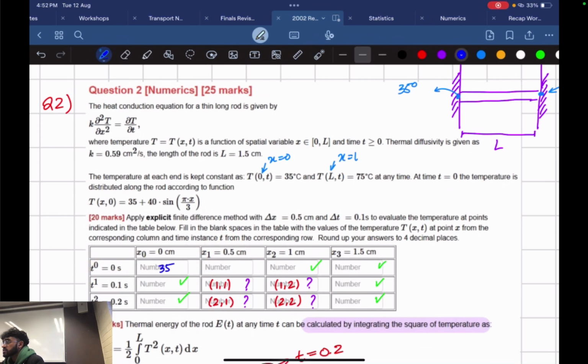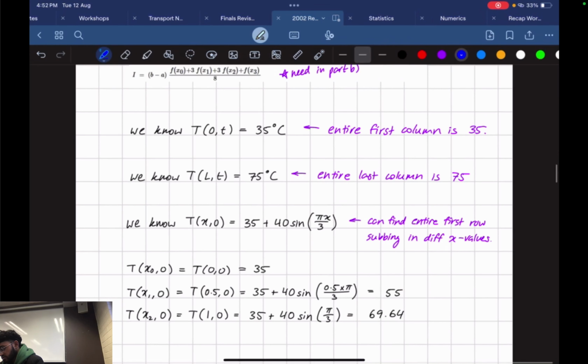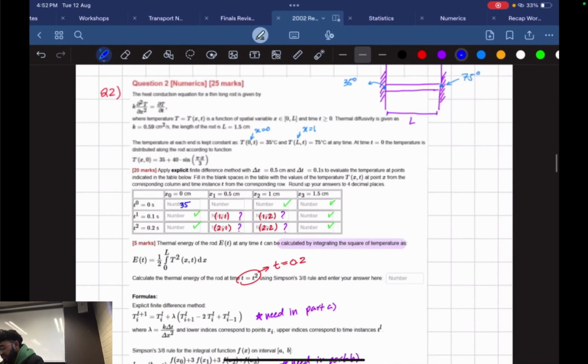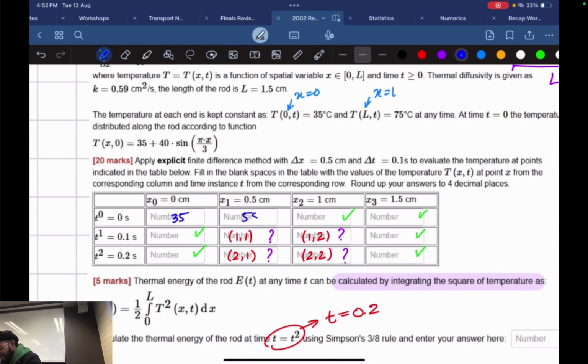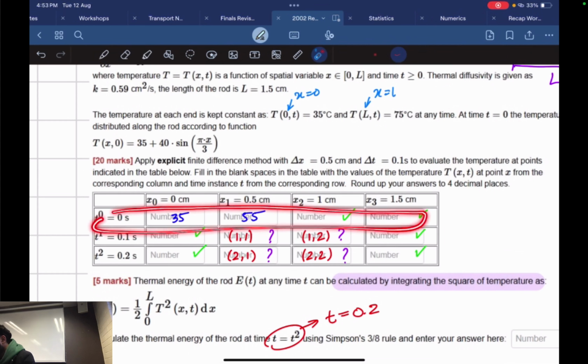Why would it be 55? Is it just the function? Oh, yeah, my fault. It is 55. You'd have to use the function. Sorry, I was thinking about it the wrong way. It would be 55 because we know the time at t equals 0. So everything in the first row follows that formula over there.